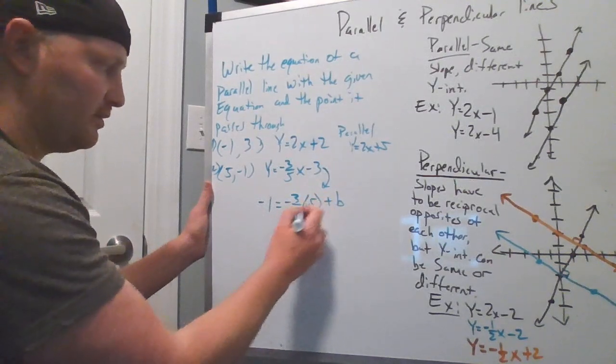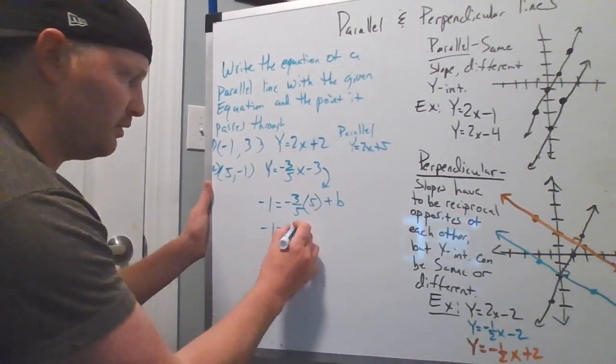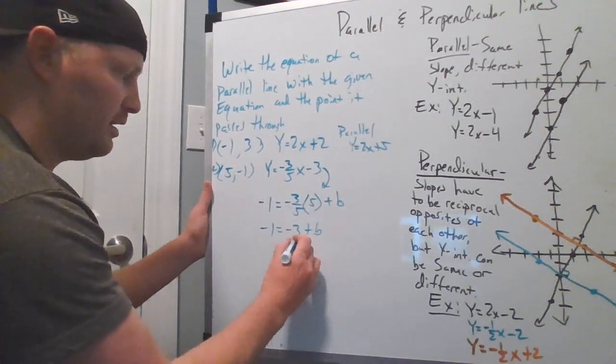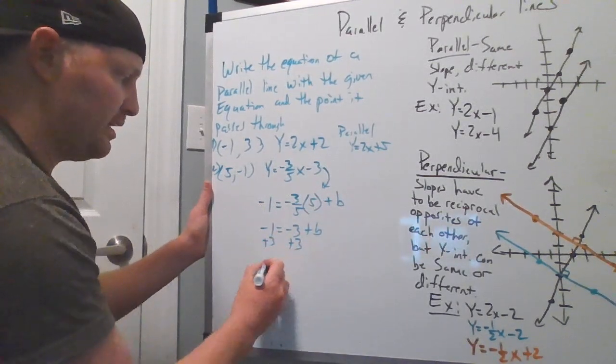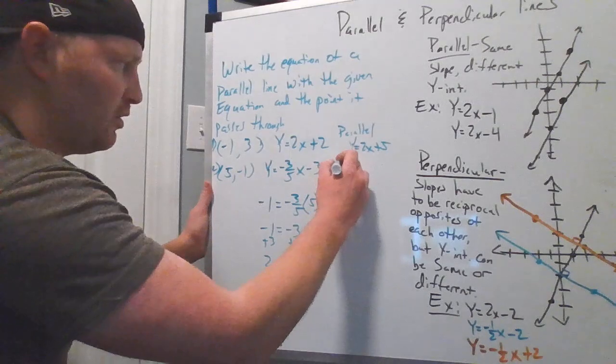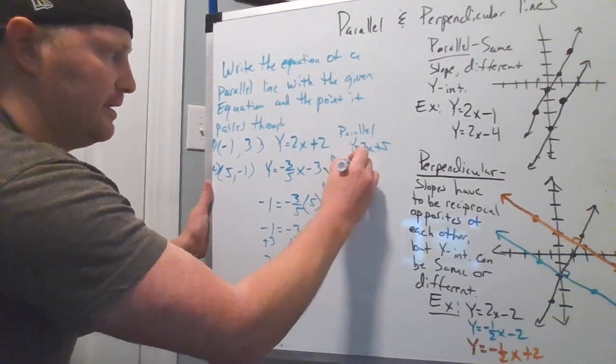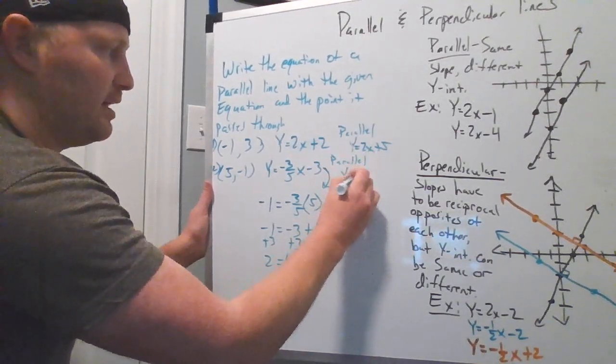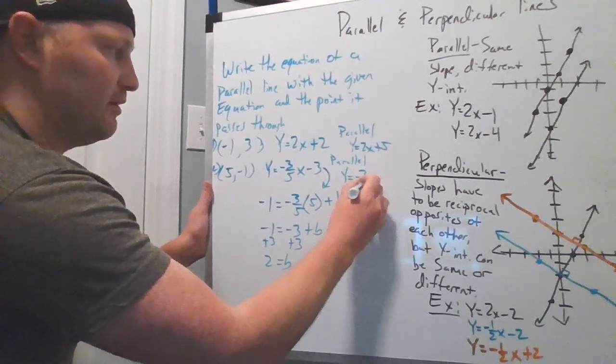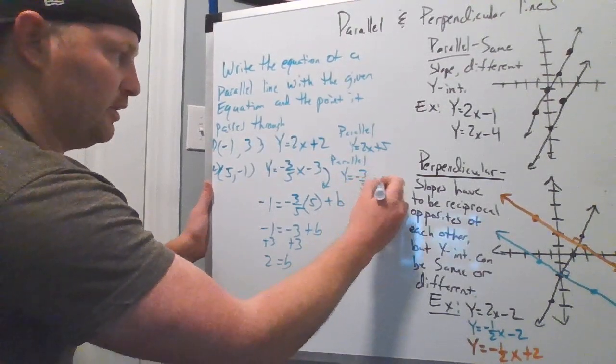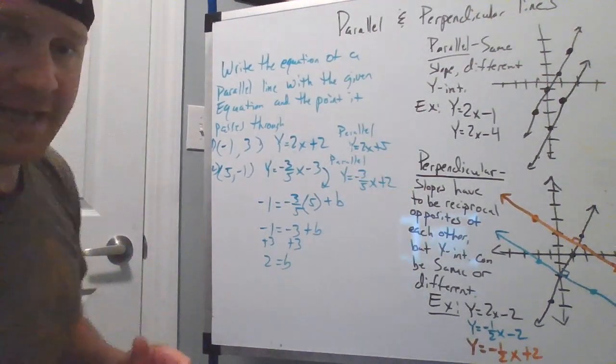5 over 5 cancels, so now this is -1 = -3 + b. Add 3 to both sides, and I get 2 = b, so parallel to this is going to be y = -3/5 x + 2. And that's that for parallel.